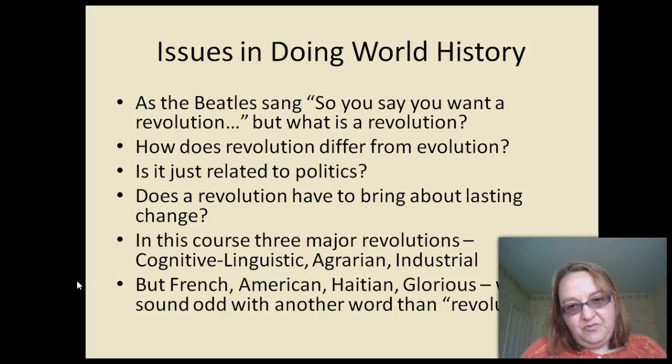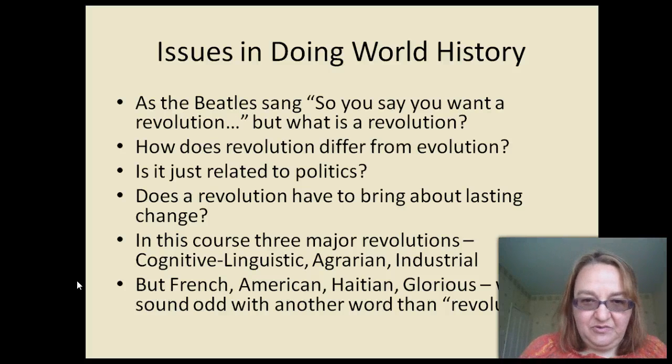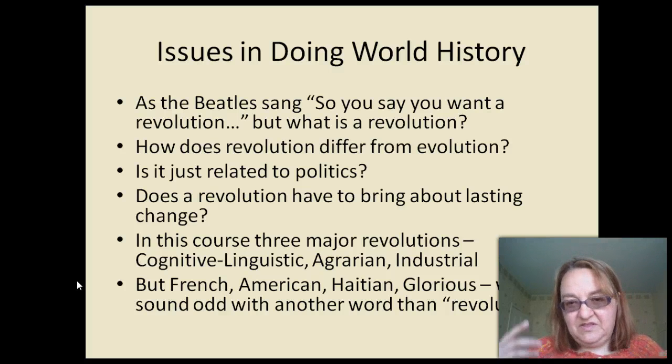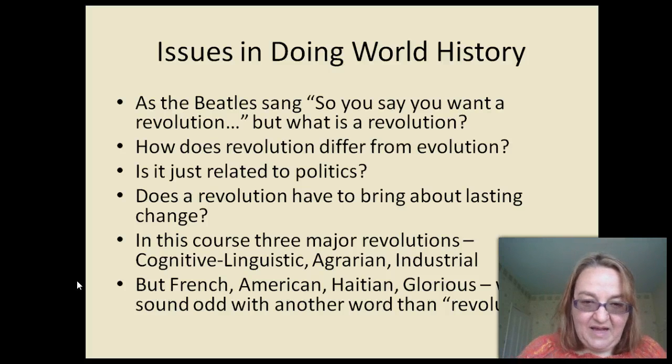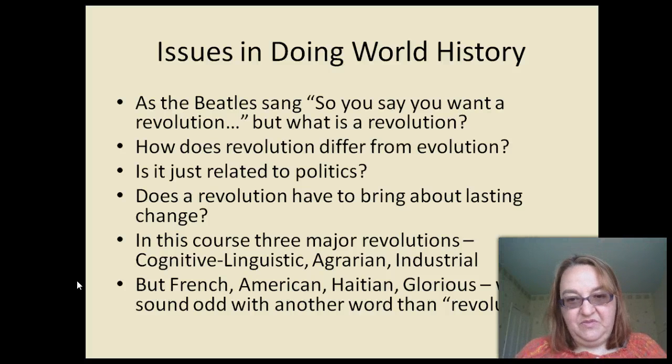So in this course, we talk about 3 major revolutions, 2 of which will happen kind of before this part of the course starts. So the cognitive linguistic revolution that we talked about in the introduction, where people start to think and speak differently. The agrarian revolution, where people start to grow plants and farm animals, and the industrial revolution. And it's the industrial revolution we're going to talk about next week.